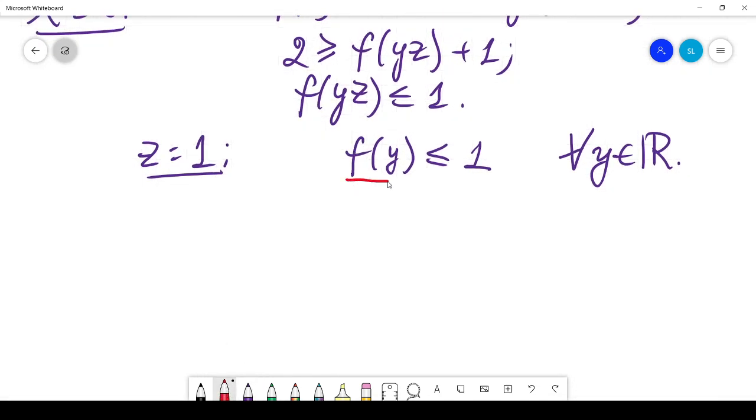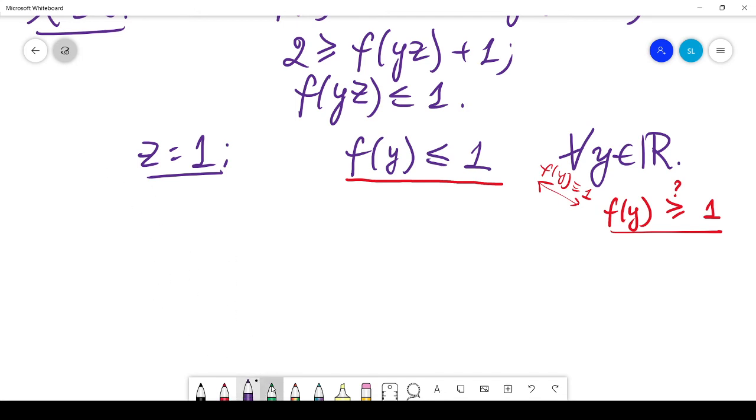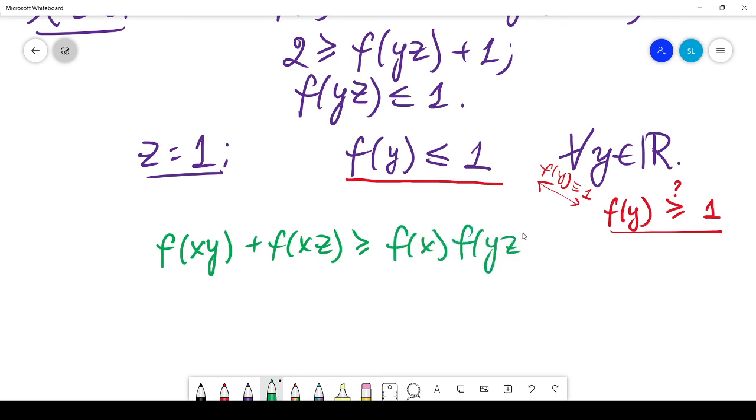Alright, this will be very important. Maybe let's guess what to do next. Maybe we can prove somehow that f of y is always bigger than or equal to 1. When we have both, it is the same as f of y being constant, always equal to 1. Maybe we can somehow prove this. Well, let's try to do that. I'll remind you about our inequality, and I'll write it once again because it's lost somewhere.